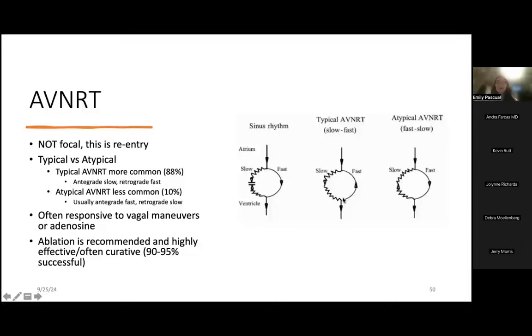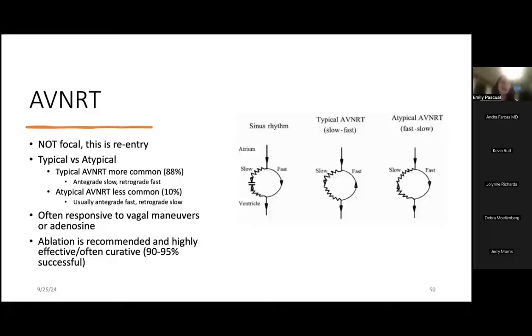That signal travels upwards and downwards, and it creates this re-entry circuit around the AV node. This is the most common type of SVT that we see in patients, especially young patients. Typical AVNRT, which I just described to you, makes up like 88% of the SVTs that we see. This is that common type of SVT where usually it's responsive to vagal maneuvers.